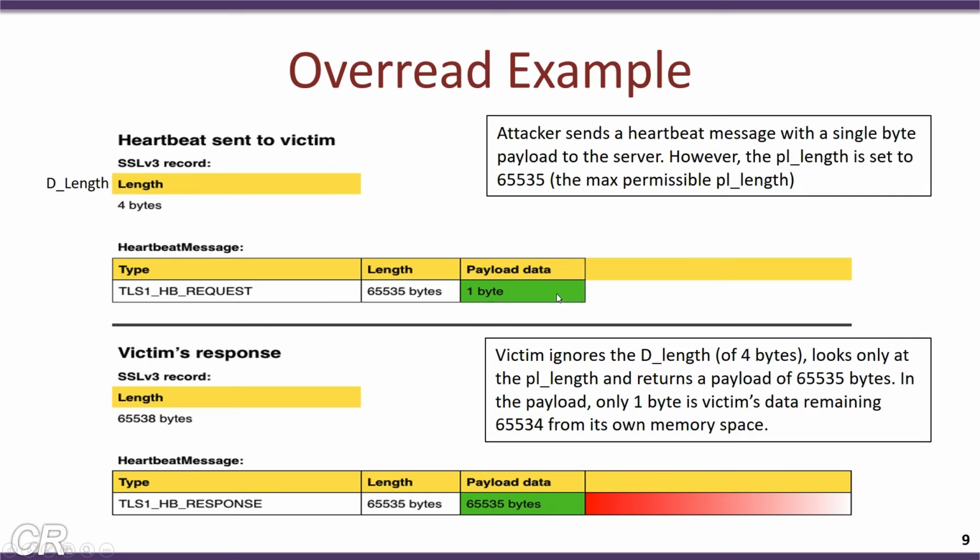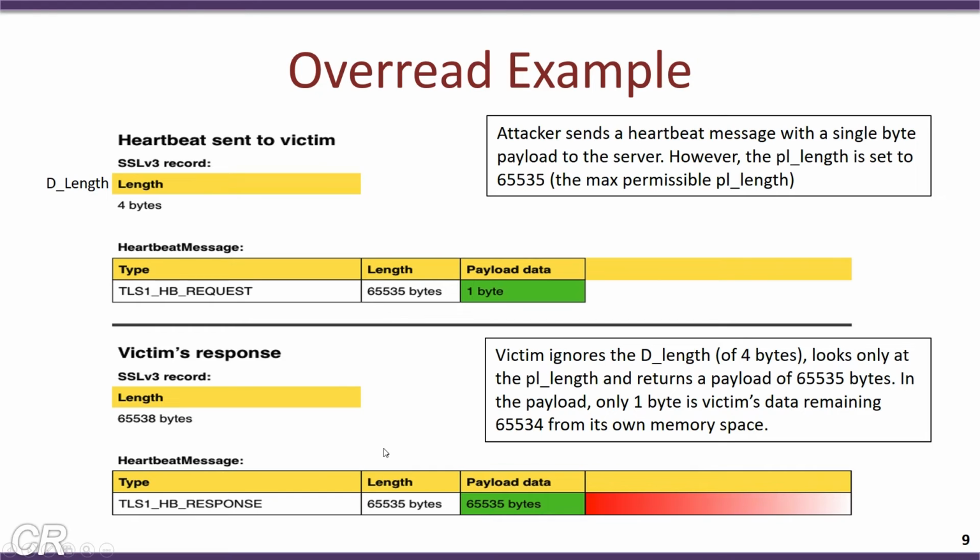Now what happens during the communication is that this particular heartbeat message is wrapped in the SSL3 structure. Now the SSL3 measures the length of this message as just 4 bytes, 1 for the type, 2 for length, and 1 for the data which it has found. So thus it would specify the D length as 4 bytes. So what happens in the victim, that is our web server, is that the web server completely ignores the D length part over here and just looks at the length within the heartbeat message.